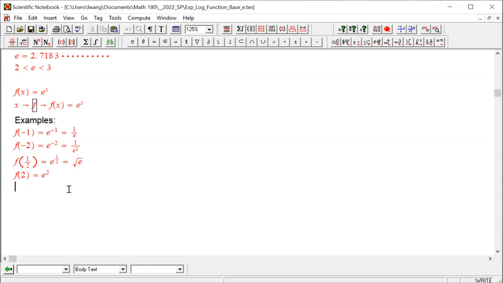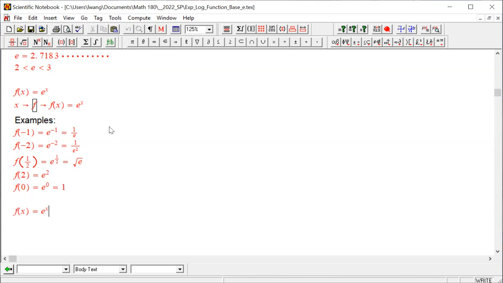And secondly, domain. What will be the domain for this function? Apparently, any real number can be in the domain, because we have seen that the input can be a negative number, a fraction, or a positive number. Could it be 0? Of course, it can be 0. When the input is 0, e to the power 0 equals 1.